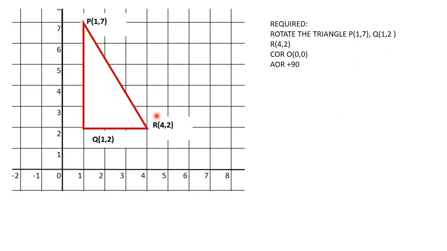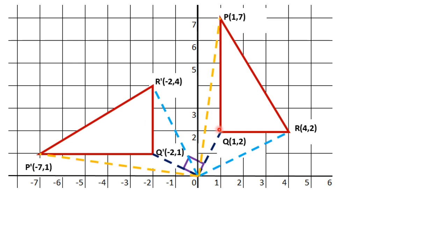Maybe we have a triangle PQR. The center of rotation is the origin, and the angle of rotation is positive 90. That means we're going anti-clockwise. In your mind, you should be having a picture of where the triangle PQR goes. In other words, where will be P prime? What about Q prime? What about R prime? And this is my solution.